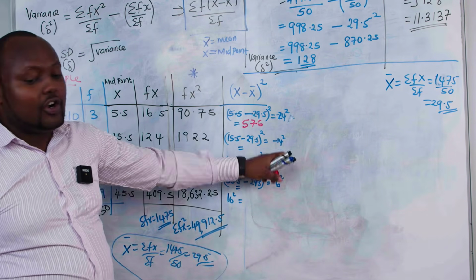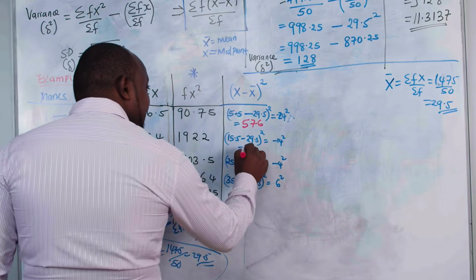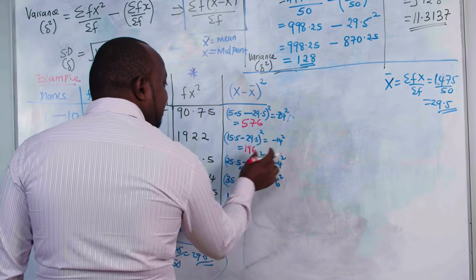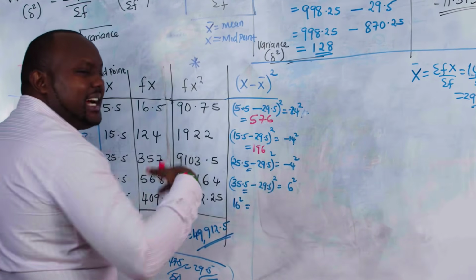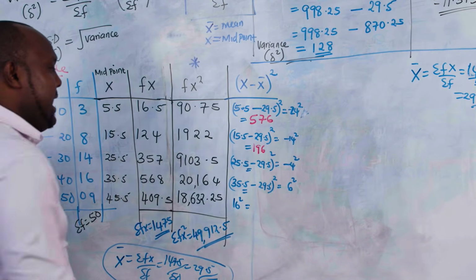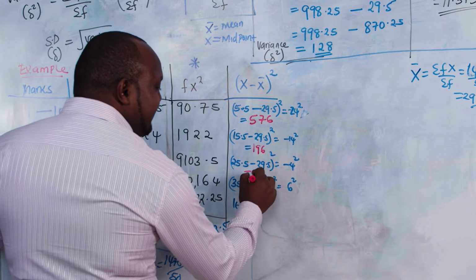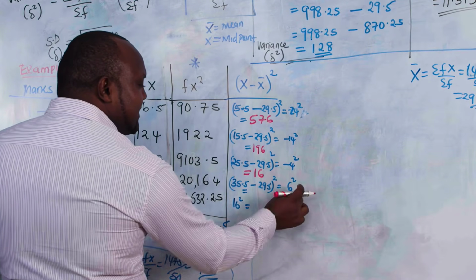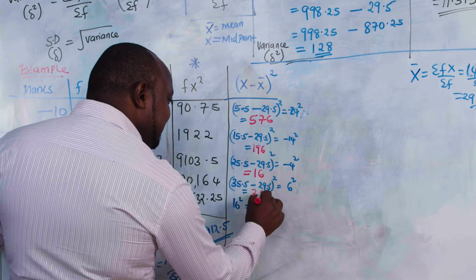14 squared, we are going to get 196. Because remember, the square of a negative number will disappear, because it's negative times negative. So minus 4 squared, we are going to get 16. 6 squared, we are going to get 36.